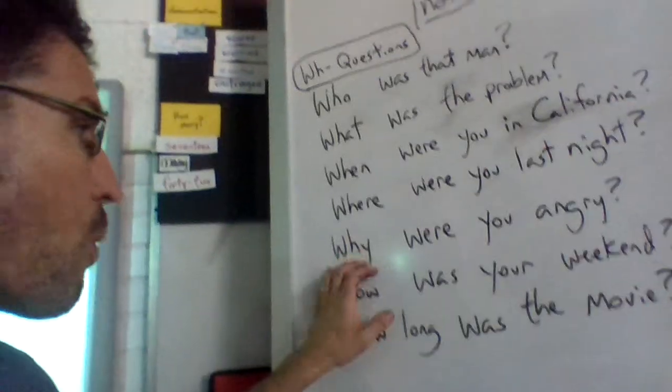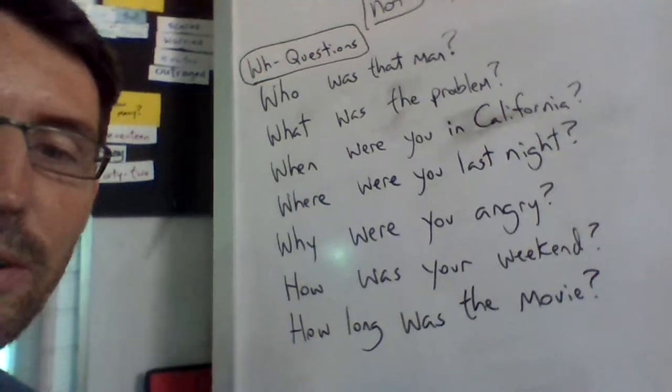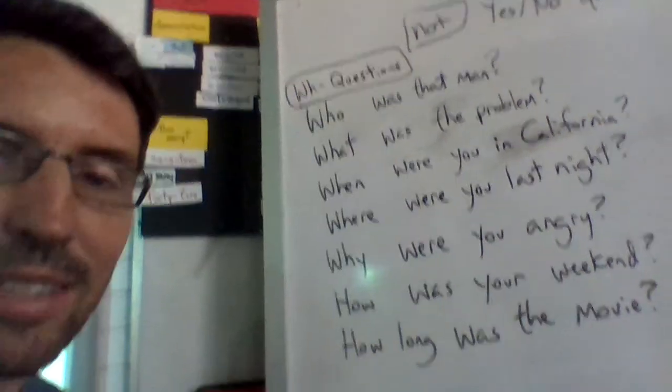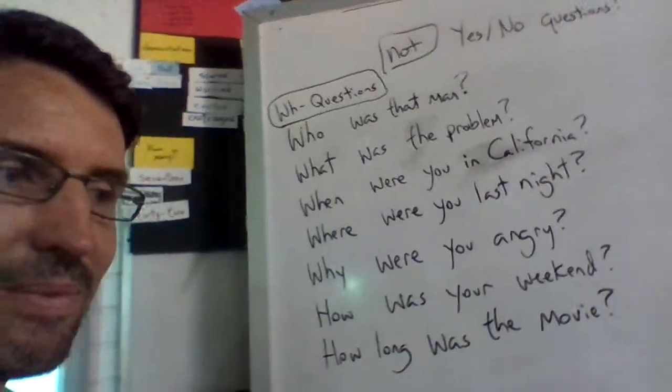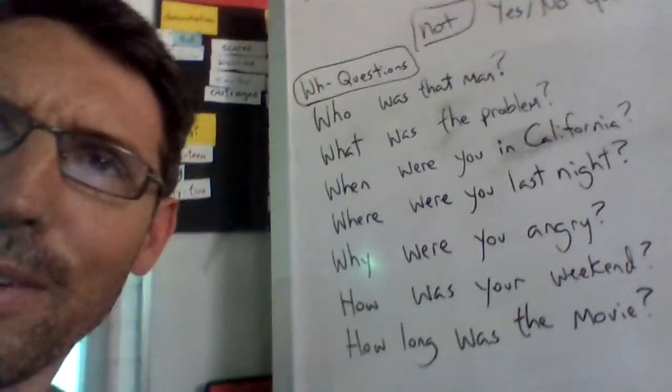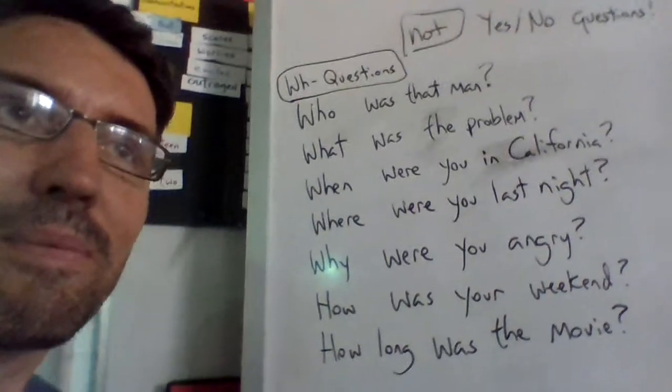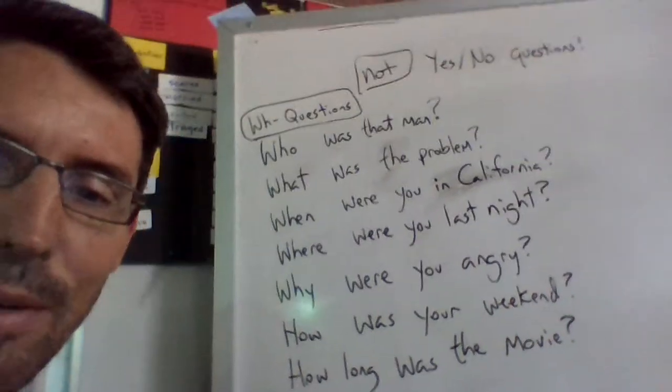Okay? Why were you angry? Okay? And we're talking about the past. I was angry because I don't know what happened. I was angry because my friend was rude to me. My friend was not nice.